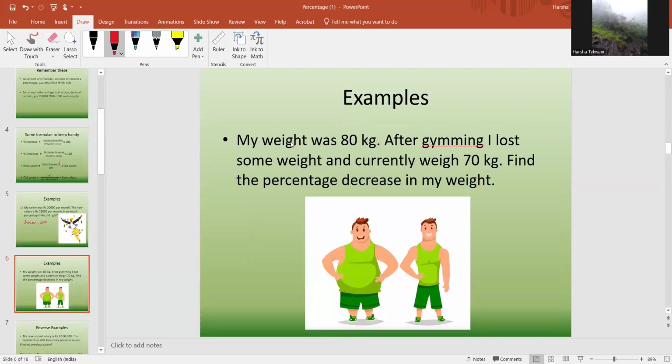My weight was 80 kg. After gymming, I lost some weight and currently weigh 70 kg. So, first of all, let's find out the difference. What is the decrease in weight that happened? It was 10 kg. All right. So, percentage decrease is equal to decrease by original weight. To start with, I was 80 kg, so my base comparison is 80. 100 by 8, about 12.5% decrement in weight, which is quite good. Okay, next.